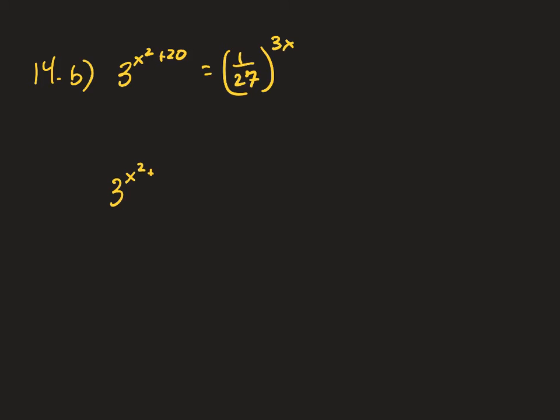14b. We got 3 to the x squared plus 20 equals 1 over 27 to the 3x. 1 over 27 I recognize right away as a power of 3. I know 3 to the 3 is 27, so 3 to the negative 3 is 1 over 27. And that's to the 3x.